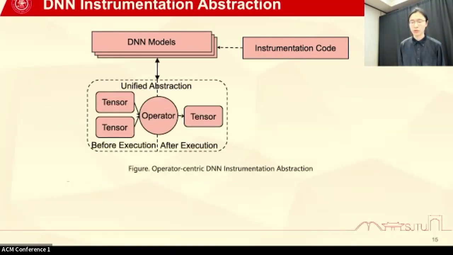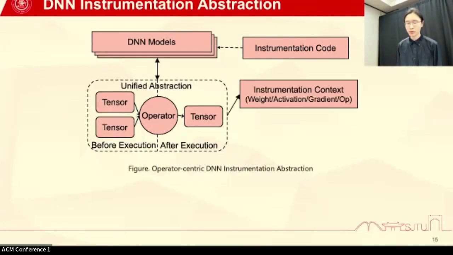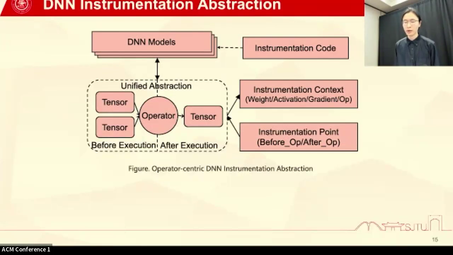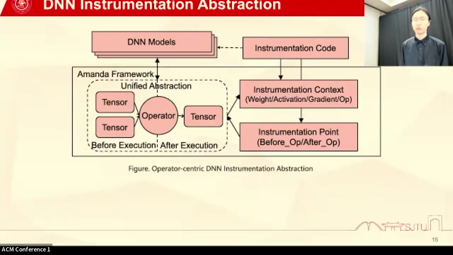And the first step is we abstract the DNN model as the computation graph, which is organized as operators and connected by different tensors. And usually we have the before execution and after execution entry points. And so we can collect the instrumentation context, which is composed of different tensors and also the metadata for the operator. And we also can assign the instrumentation point for this operator. And together, this is connected to the instrumented code, and the user has only to deal with the instrumentation context and the instrumentation point instead of dealing with different DNN models one by one. And this is shipped as our Amanda framework.